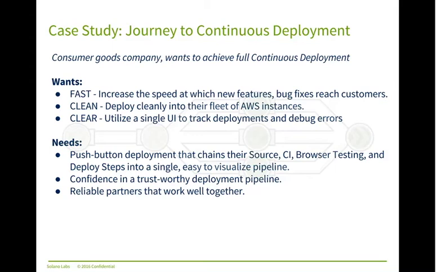It needs to be clean. They need to be able to deploy all of their code into a fleet of AWS instances that they already have. And that deployment needs to be quick and it needs to be traceable. They need to be able to roll it back. They need to be able to see every step of the way when the deploy is running and how it's running. And they also need it to be clear.